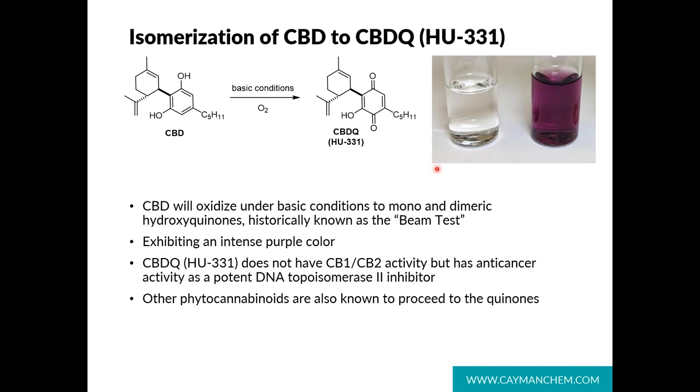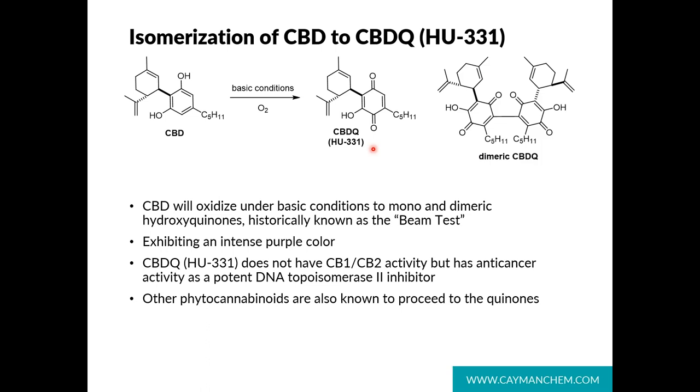The CBD is actually being oxidized under these alkaline conditions to monomeric and dimeric hydroxyquinones, which Mechoulam's lab was able to identify. The monomeric hydroxyquinone CBDQ, also called HU331, is void of phytomimetic activity, but it has been shown to be a potent anti-cancer agent. Isolation of CBDQ is possible, but it's also proven unstable in both protic and aprotic solvents, and it usually generates the dimeric species and other unidentified degradants. This instability, along with the toxicity issues, was responsible for its lack of drug development.